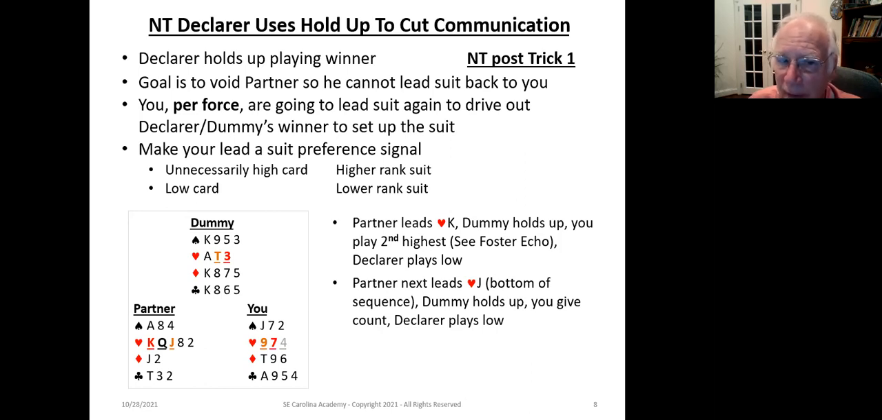Does not have trick-taking potential. What you really want to do is tell your partner that you want to have clubs left, or a lower ranking suit. So you're going to play the 4, and your partner's going to note that that's a lower ranking card, and that this is a hold-up situation.